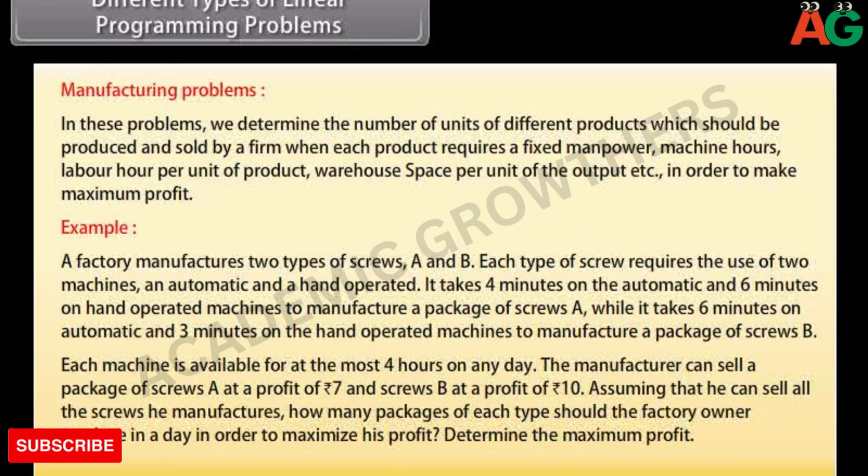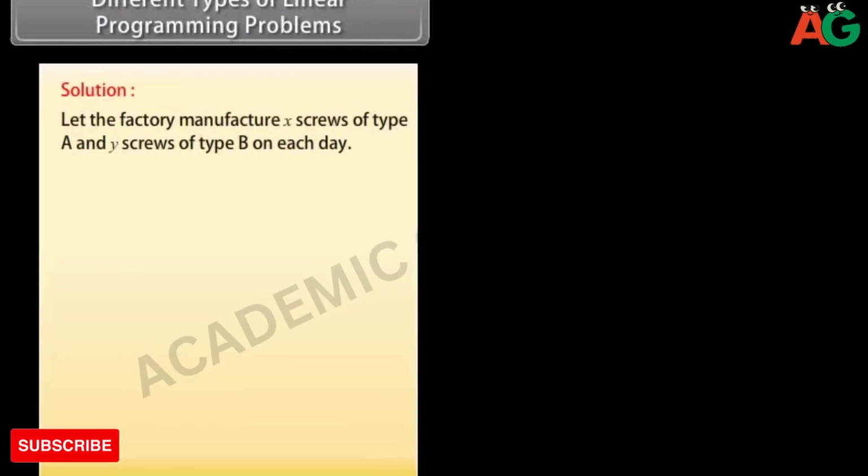The manufacturer can sell a package of screws A at a profit of Rs 7 and screws B at a profit of Rs 10. Assuming that he can sell all the screws he manufactures, how many packages of each type should the factory owner produce in a day in order to maximize his profit? Determine the maximum profit. Solution. Let the factory manufacture x screws of type A and y screws of type B on each day. Therefore, x ≥ 0 and y ≥ 0.